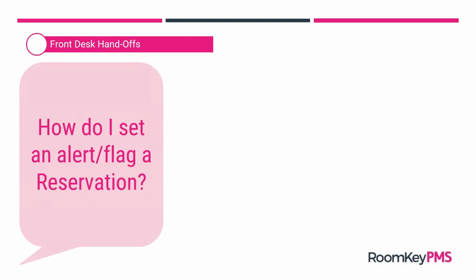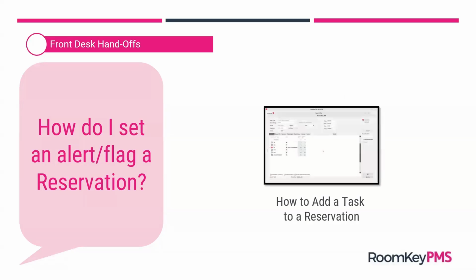Another thing that you might be wondering is if you can set an alert or flag a reservation. If you're using the term alert, you might be used to alert features in Opera. Here in Roomkey, we can utilize that task feature again, and specifically, we can set a task on a reservation. So I have a video here that's going to show us how to do that.